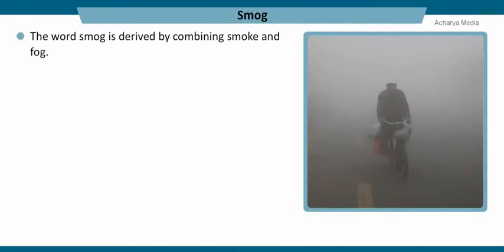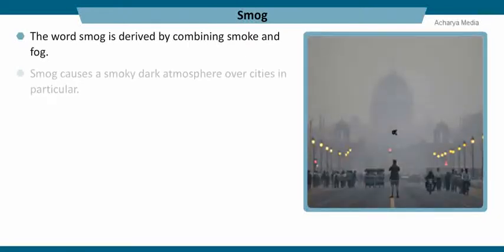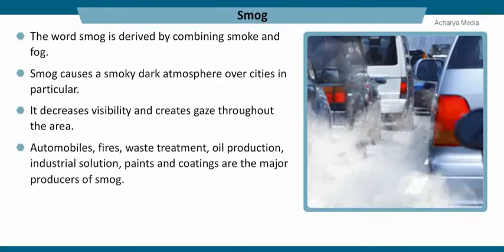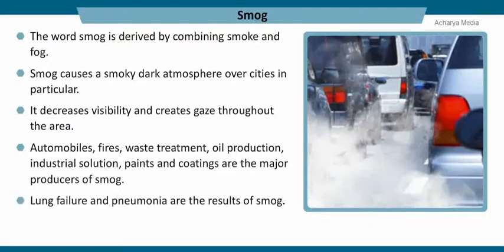The word smog is derived by combining smoke and fog. Smog causes a smoky, dark atmosphere over cities in particular. It decreases visibility and creates gas throughout the area. Automobiles, fires, waste treatment, oil production, industrial solutions, paints, and coatings are the major producers of smog. Carbon monoxide, dirt, dust, and ozone are the components of smog. When sunlight, hydrocarbon, and nitrogen oxide are mixed together, the smog effect is created. Lung failure and pneumonia are the results of smog. Smog affects agriculture also.